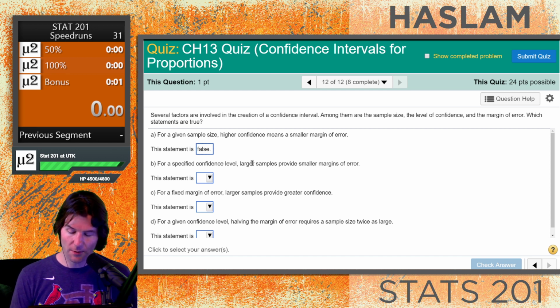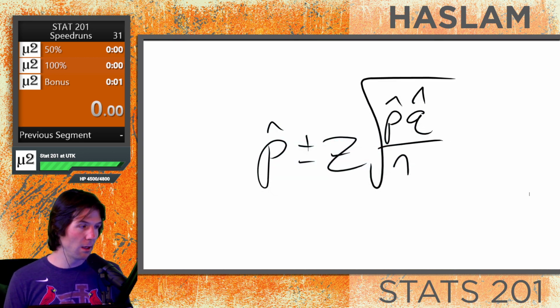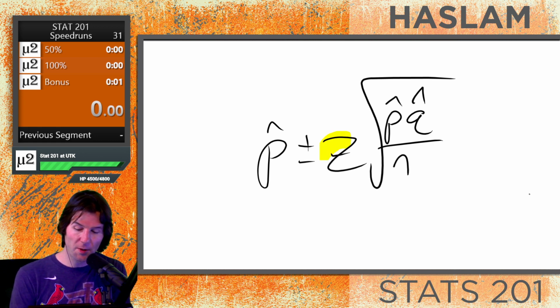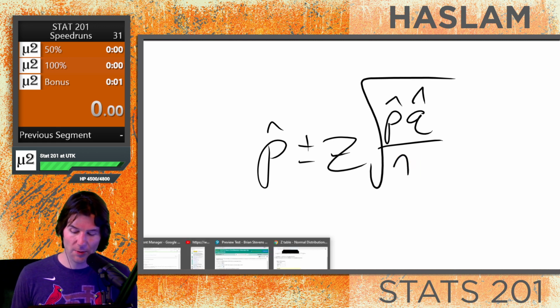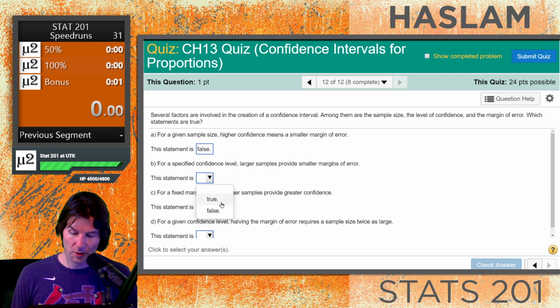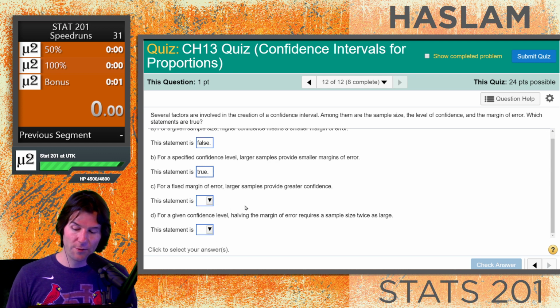For a specific confidence level, larger samples provide smaller margins of error. So now it's saying, let's double check, you ready? If you keep your confidence level the same, but increase this right here, that's very true. Because if you notice, the larger n right here will make the margin of error smaller. So that's very, very true. Larger sample size, smaller margin of error. Where's the true at? It's up there.